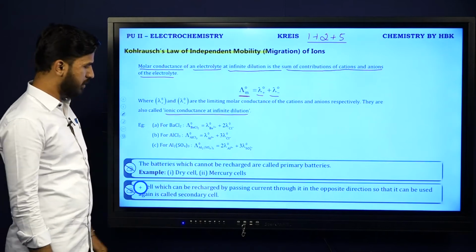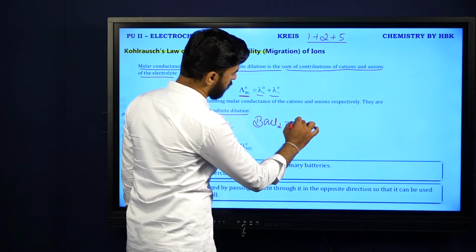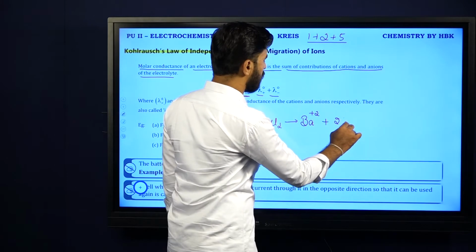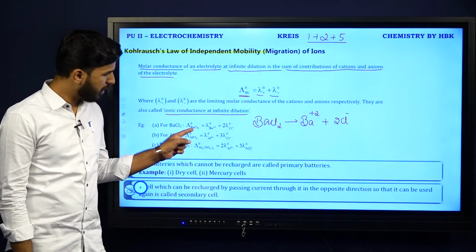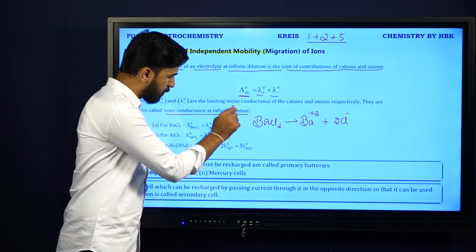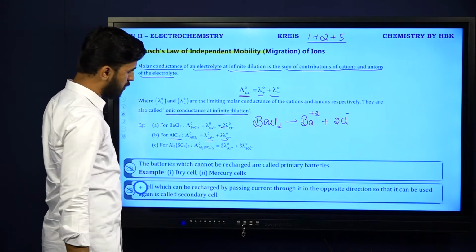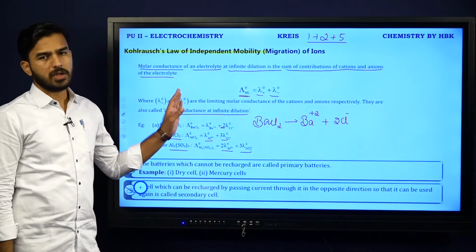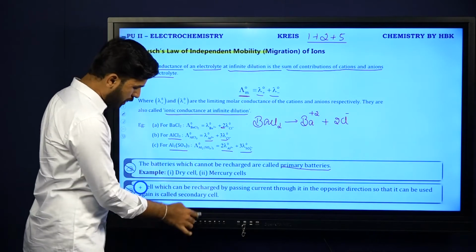So here I have taken 3 simple examples. For BaCl2, we know that BaCl2 undergoes dissociation or ionization to form Ba2+ and 2Cl-. Therefore, according to Kohlrausch's law, molar conductance of BaCl2 at infinite dilute solution is the sum of conductance by barium 2+ ion and conductance by Cl-, but remember, the reaction should be balanced. So for AlCl3, it is Al3+ and 3Cl-. For Al2(SO4)3, it is 2Al3+ and 3SO4 2-. This is Kohlrausch's law.